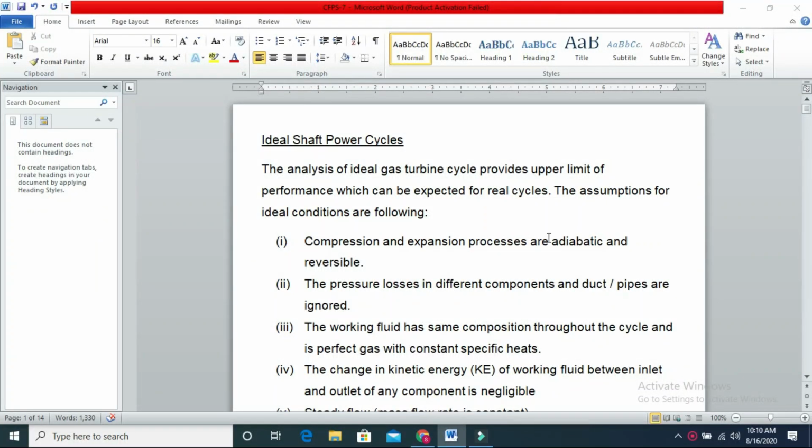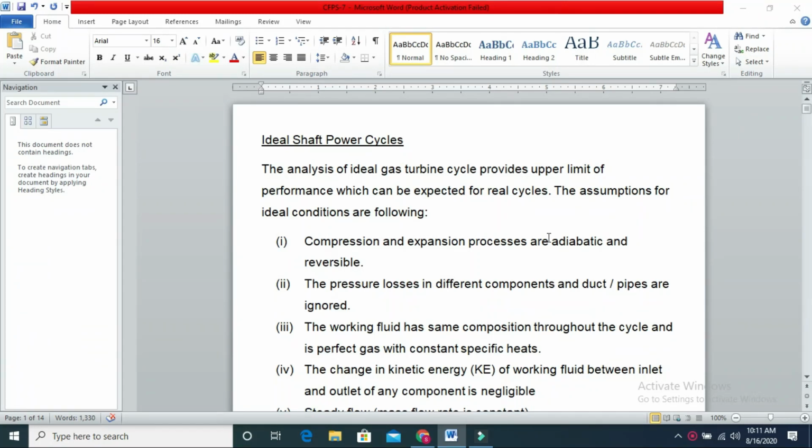The new topic is ideal shaft power cycles. In the previous topic, we discussed various types of gas turbines and various types of processes within the gas turbine system. For the analysis of the gas turbine, we study now the ideal cycles.